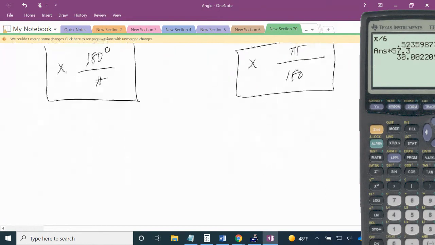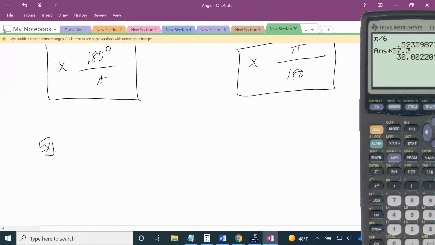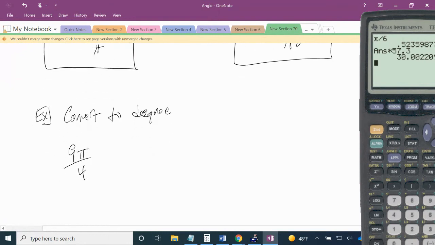All right, so let's take a look at an example. So here is the example from the slide. We're asked to convert 9 pi over 4 to degree. Well, if I'm asked to convert from radian to degree or degree to radian, the first place I would look is on the unit circle. So I'm going to look at the unit circle, and I'm going to see if there's a conversion for 9 pi over 4.